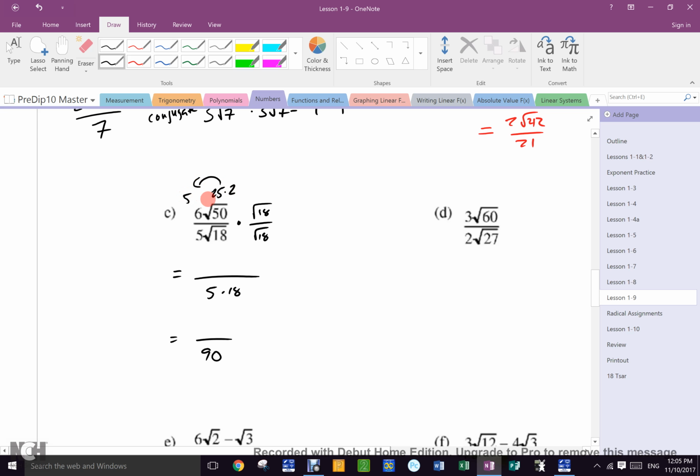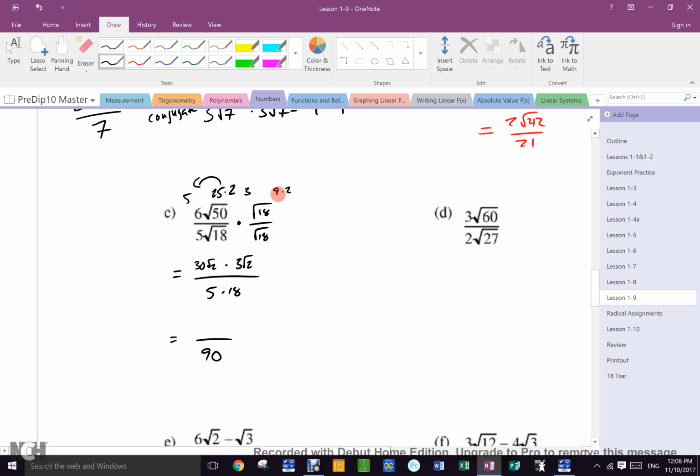Okay, say the root in the denominator is really big, can you simplify? Yes, you can. Absolutely. The reason I didn't here is just because 18 is a number I can kind of deal with. Okay?